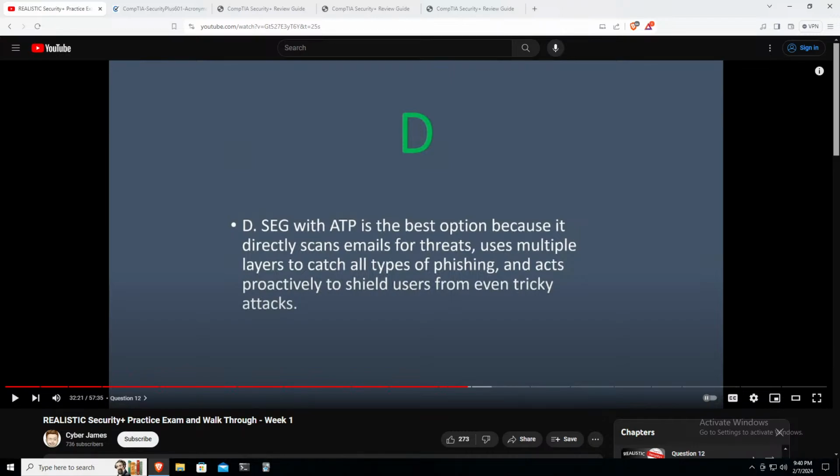Sorry, I just needed that quick mental correction there. SEG with advanced threat protection is the best option because it directly scans emails for threats using multiple layers to catch all types of phishing and acts proactively to shield the user from every tricky attack.